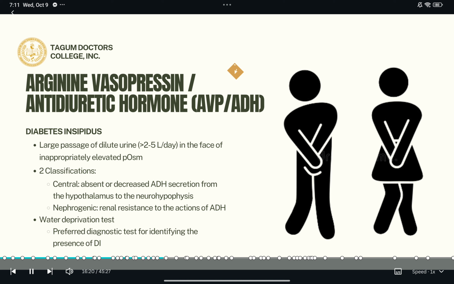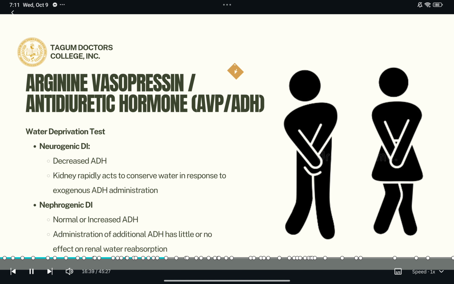Okay? So, pag central, ADH ang problema. Pag nephrogenic, ang kidneys ang problema. Okay? We could do water deprivation test, which is a preferred diagnostic test for identifying the presence of diabetes insipidus. Okay? So here, we can see under the water deprivation test, if it is neurogenic diabetes insipidus, there's a decrease in ADH and the kidney rapidly acts to conserve water in response to exogenous ADH administration.